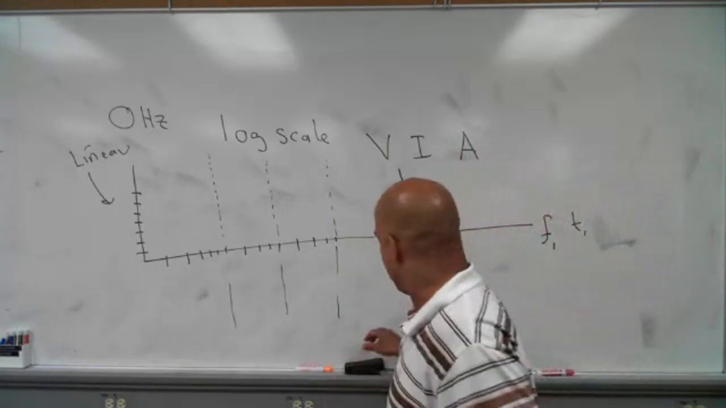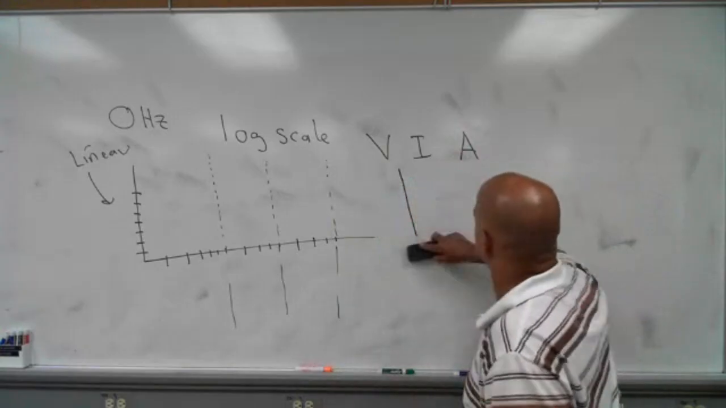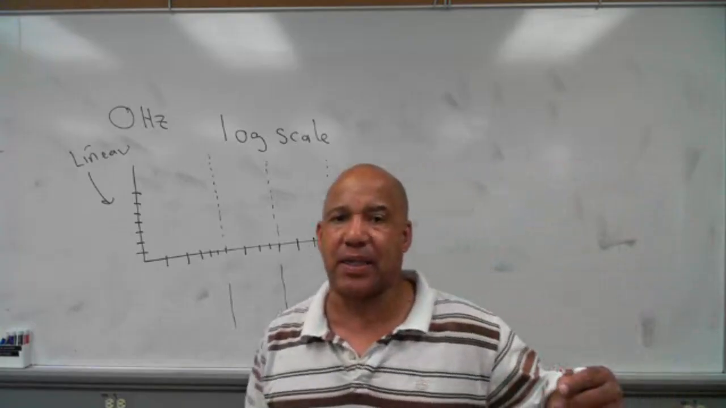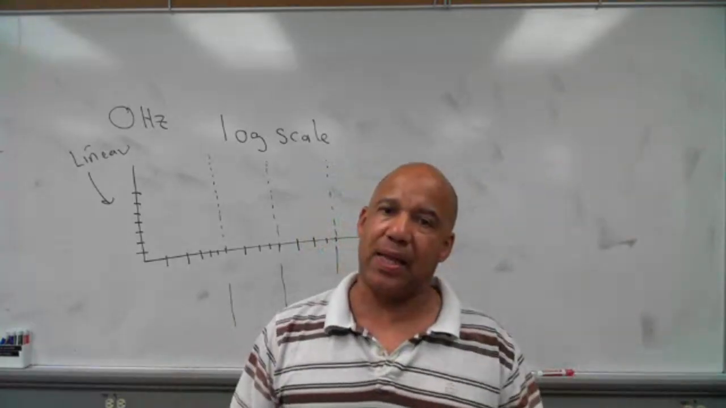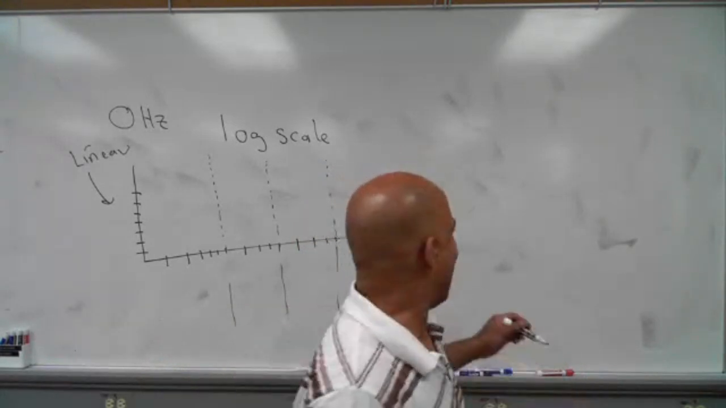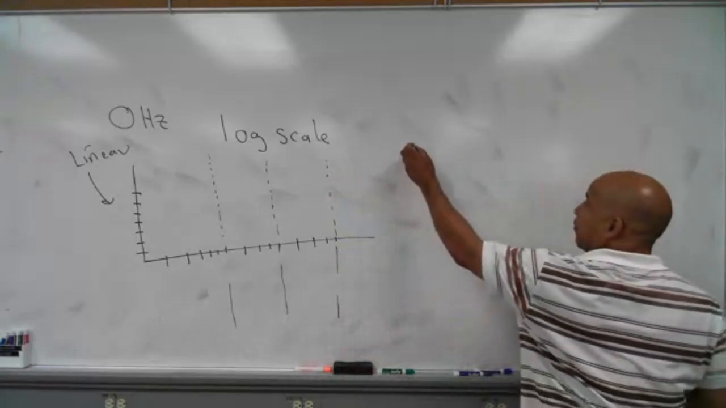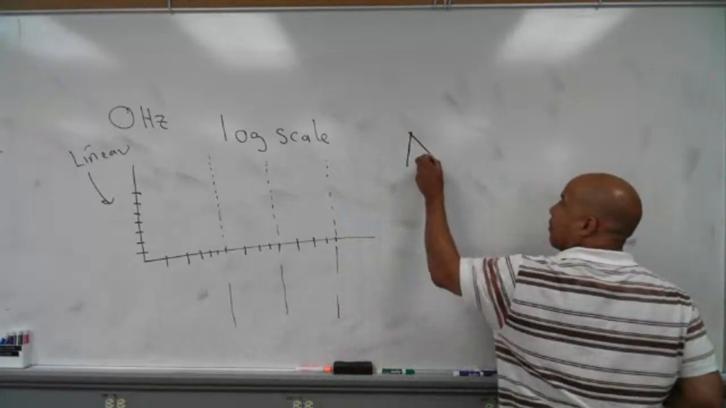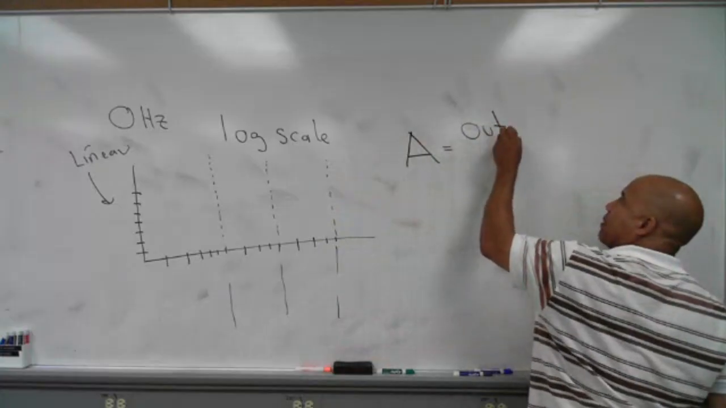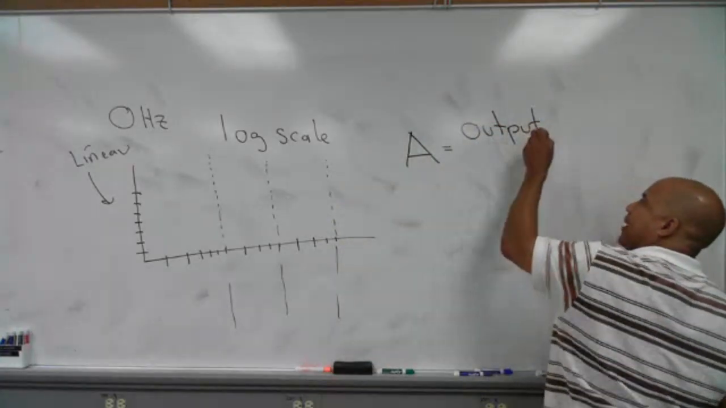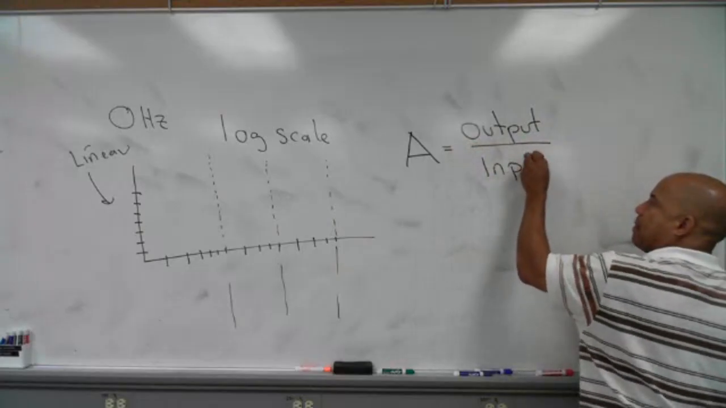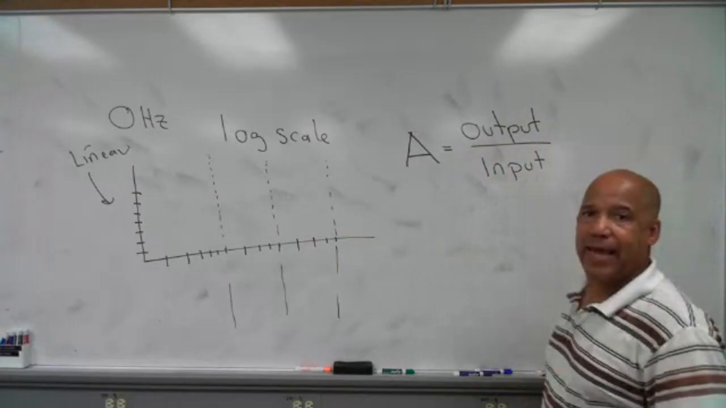Now, what is gain? Gain is comparing an output quantity and an input quantity by the process of division using the ratio. So gain, in general, I take an output quantity and I divide it by the input quantity. And that gives me my gain.